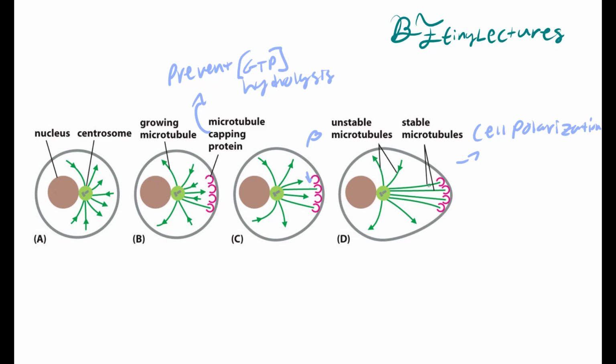And what that means is that the cell gets a little bit bigger on one side compared to the other. So now here we have the stable microtubules, and over here, which is not connected to the capping protein, these are called unstable microtubules. And again, we do this to create intracellular transport networks. So here is your newly created highways for the cell.